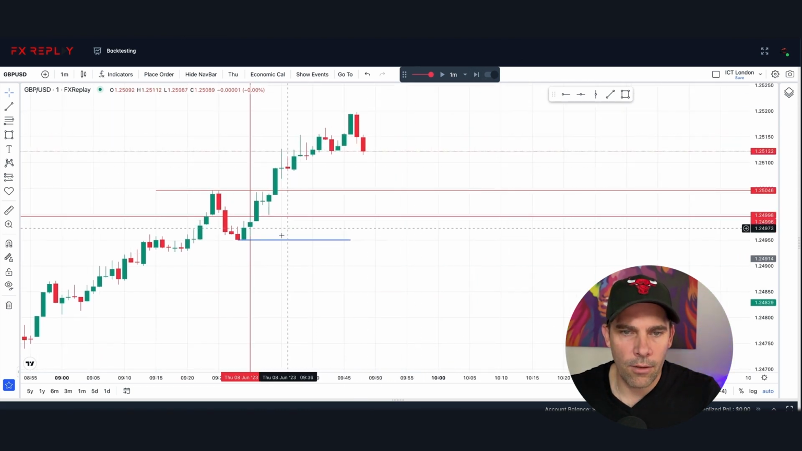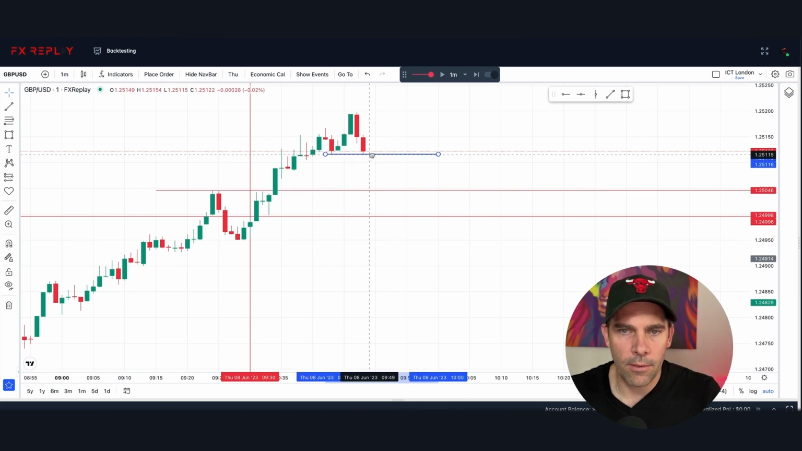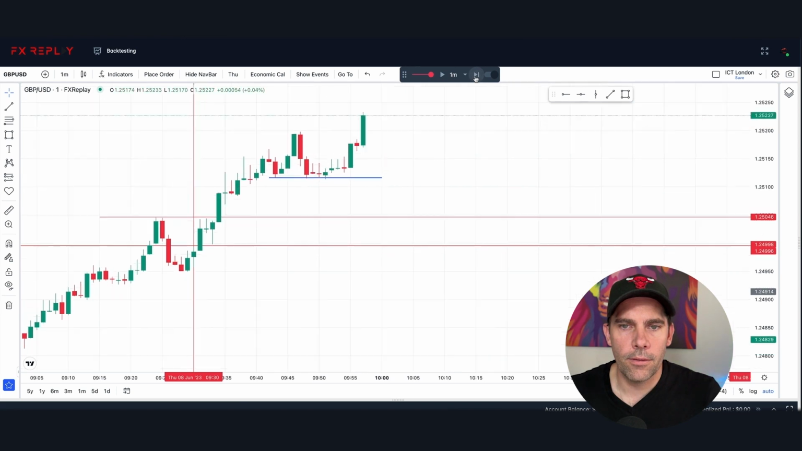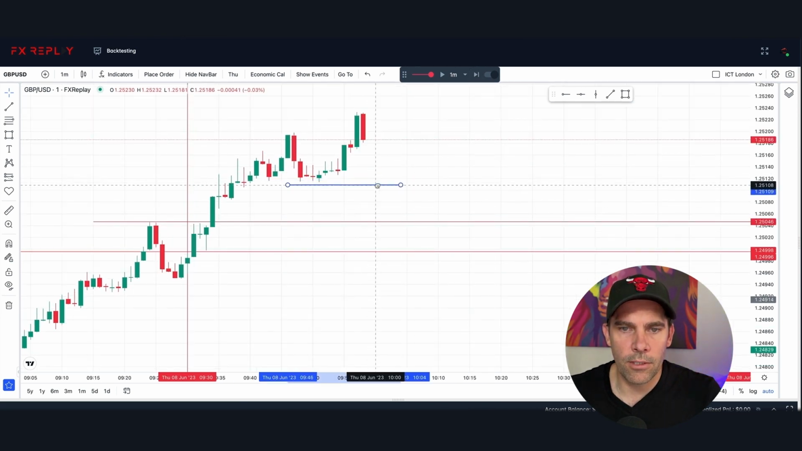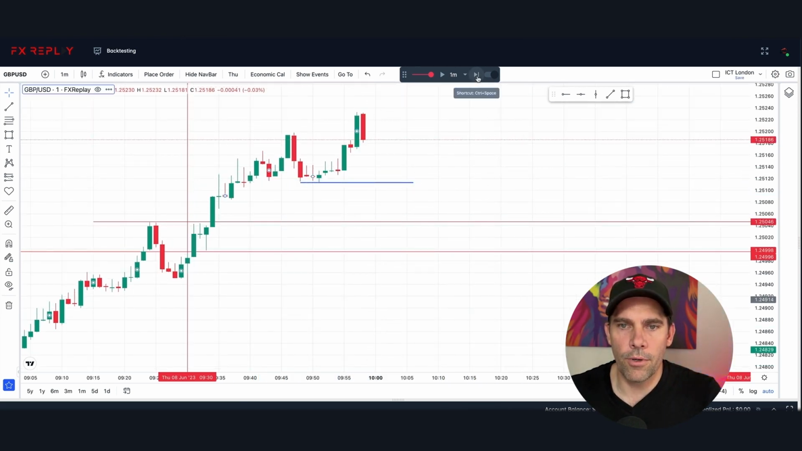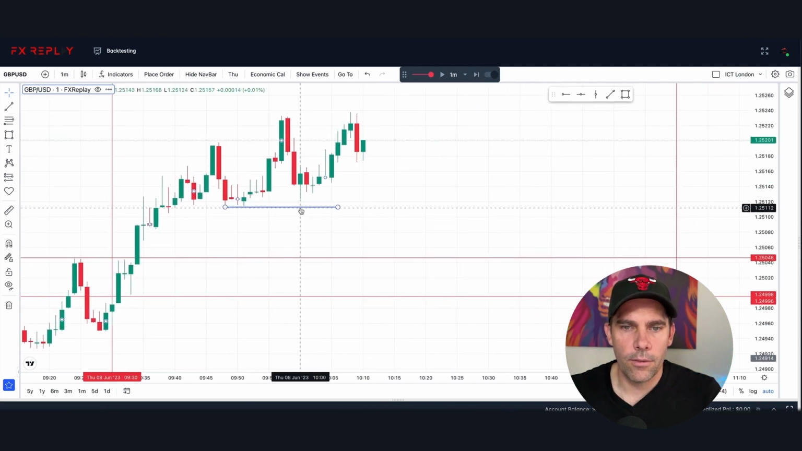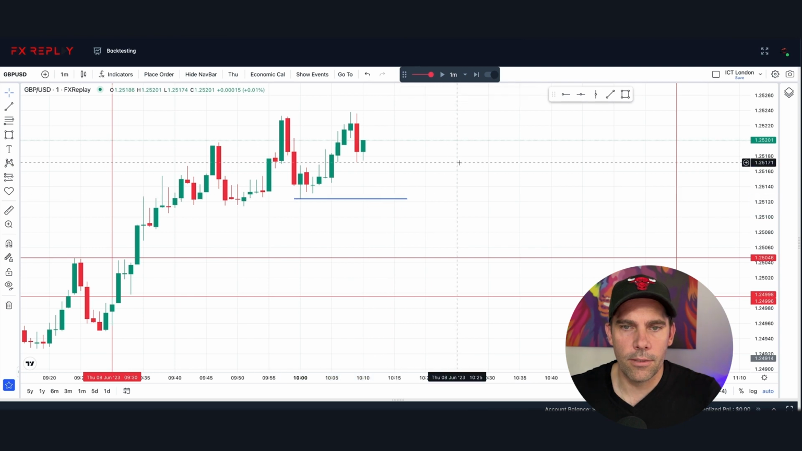Okay, so this now over here is what I'm looking at getting broken. So let's see what happens here. It's not impulsive, so this is still going to be the area I'm looking at getting broken. Now I'm looking at that.